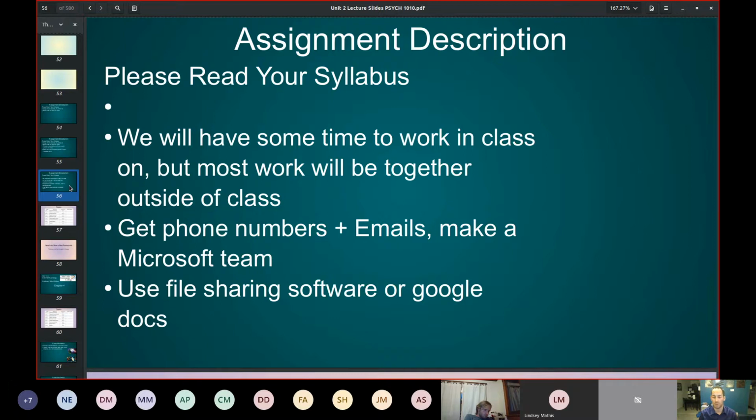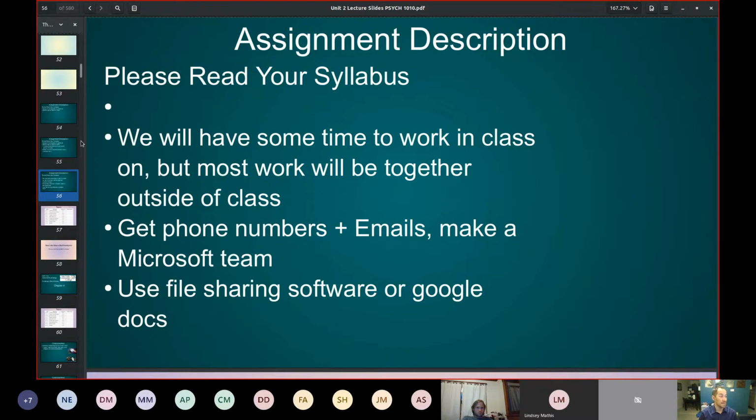You'll want to get phone numbers and emails of each other. You can use Microsoft Teams to meet in. Once Teams gets solidified, I will probably make new groups where you can meet, that only your group is invited to, so you can work there if you want to as well. Or you can also use Dropbox or Google Slides. Google Slides is a good one because everybody can be working on it at the same time, and it's automatically saving all the changes.